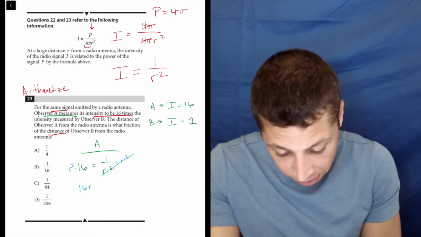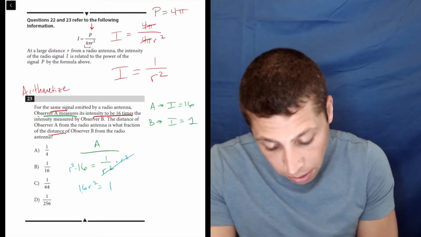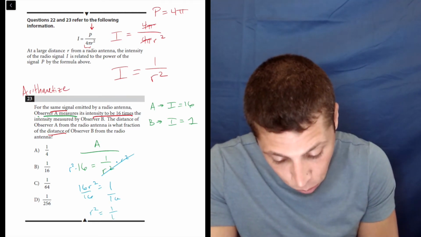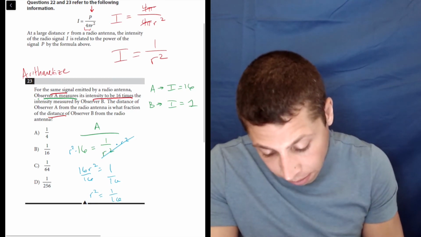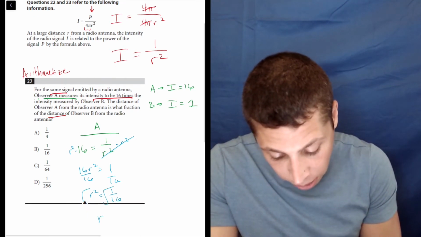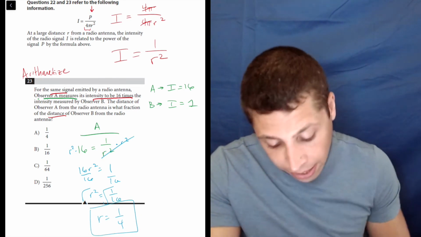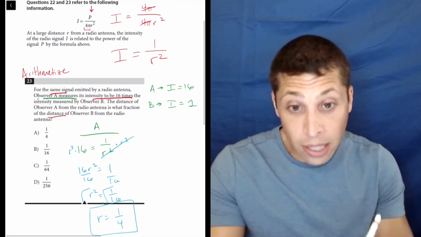So we'd have 16R squared is equal to 1, and then let's divide by 16. So that's R squared is equal to 1/16. And then take the square root of both sides. We get R is equal to, hopefully you know this, 1/4, but if not, you've got that calculator. So that's leading us towards choice A.